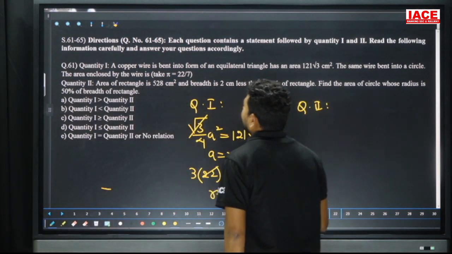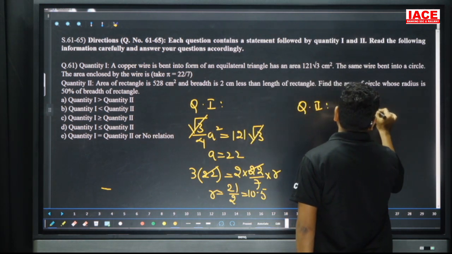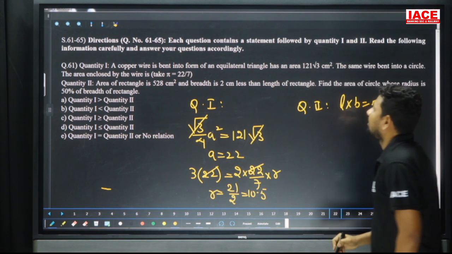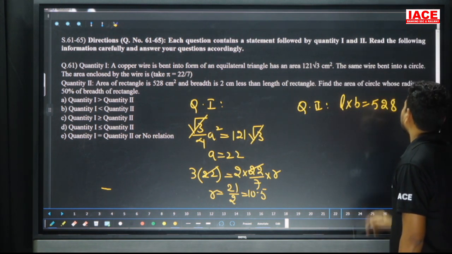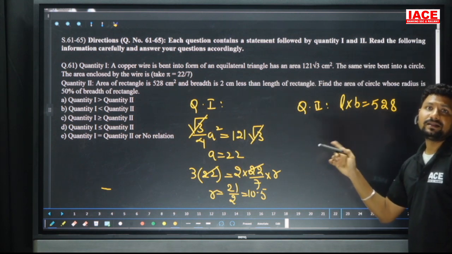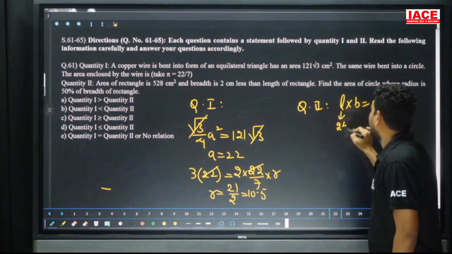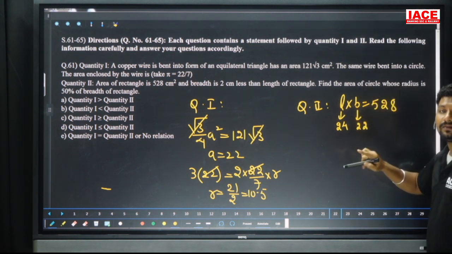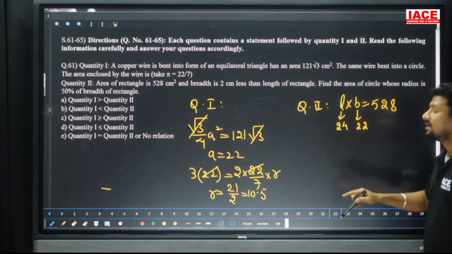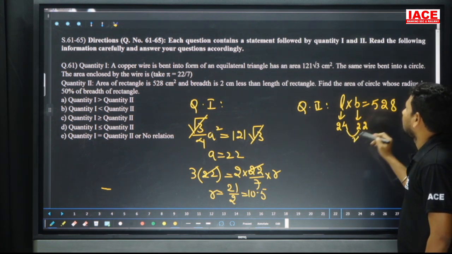The area of the rectangle is 528. The rectangle formula is L into B. Then breadth is 2 centimeter less than the length. 23 square is 529. That means here we can write 24 and 22. 23 square is 529, 23 plus 1, 23 minus 1. Then 24 into 22 is equal to 528. The difference here is 2 as per the question.